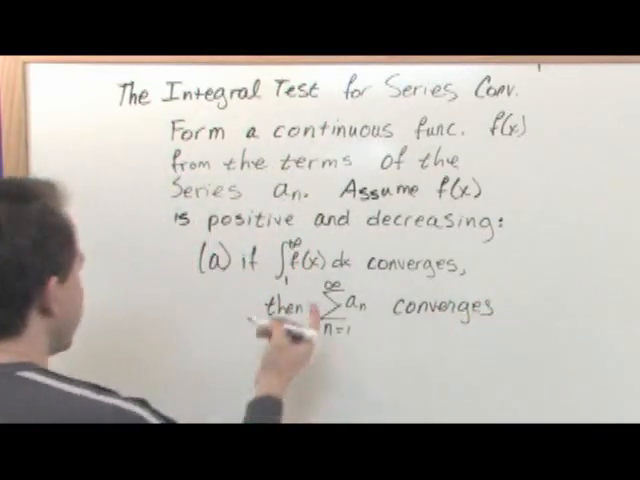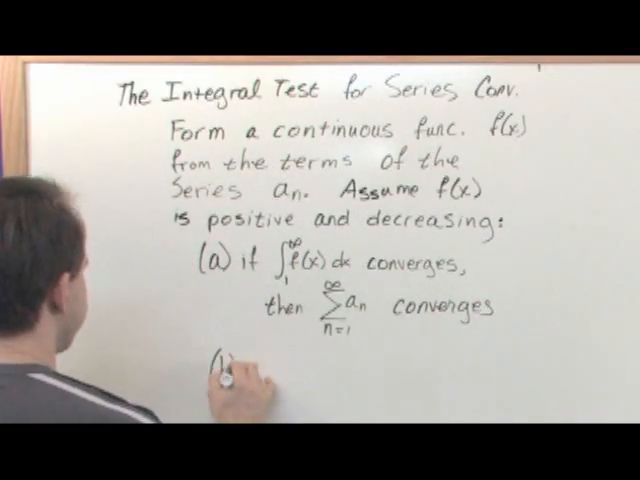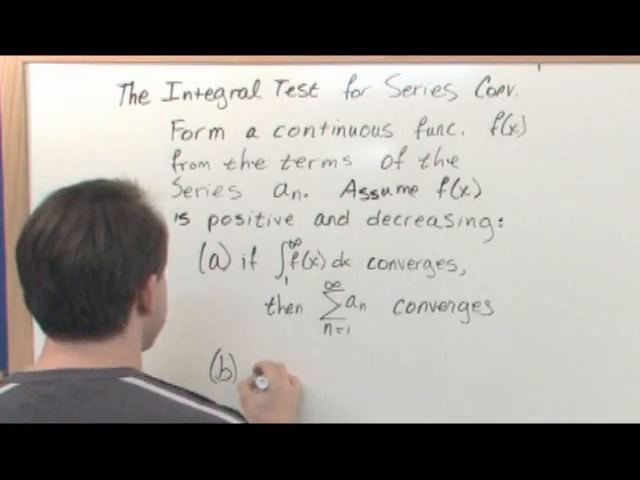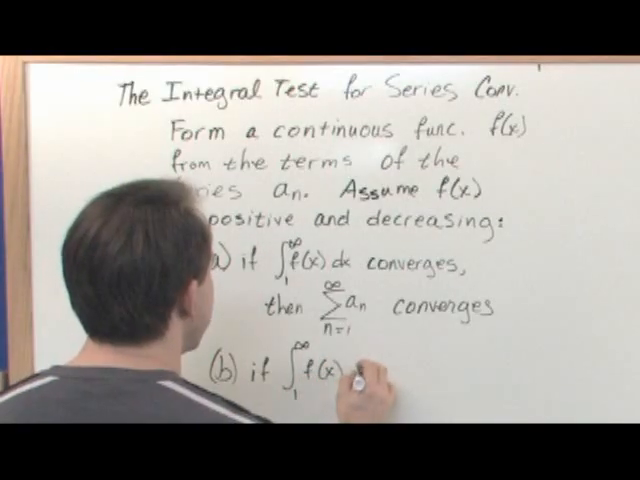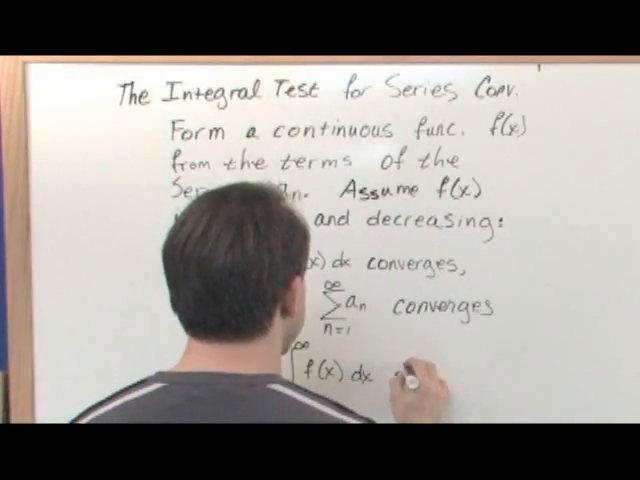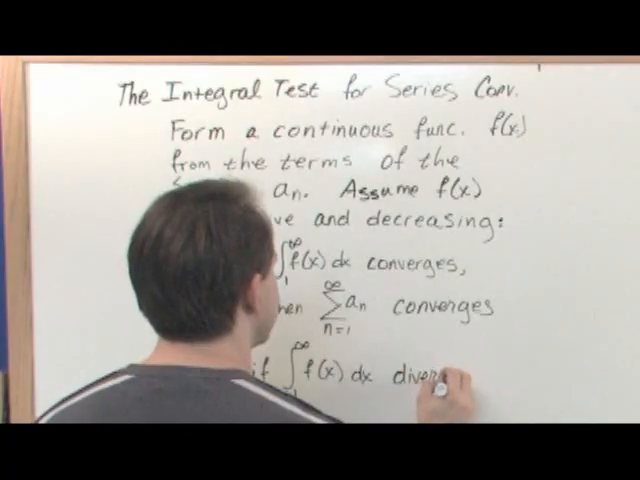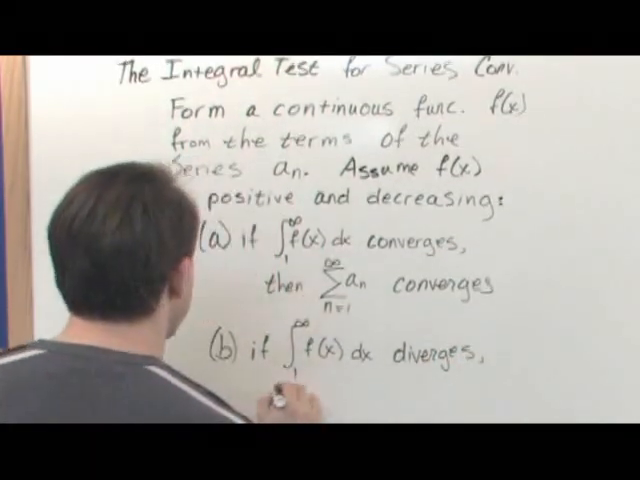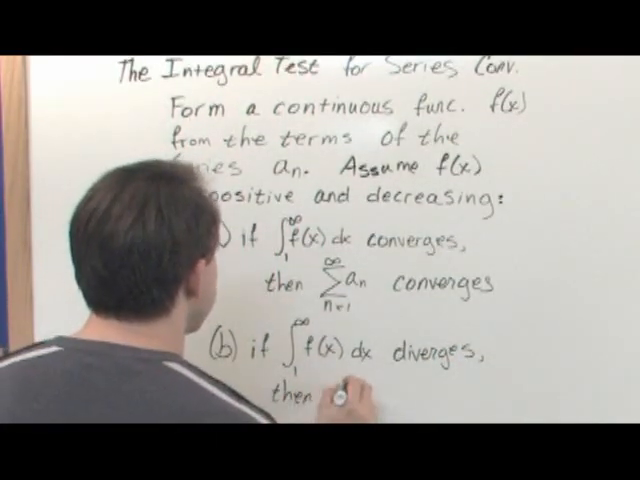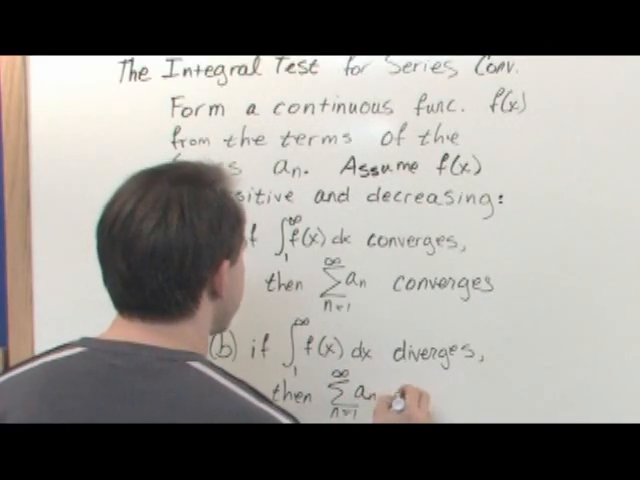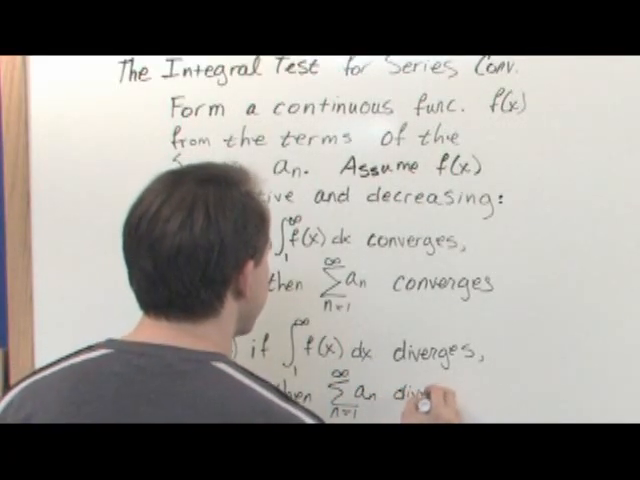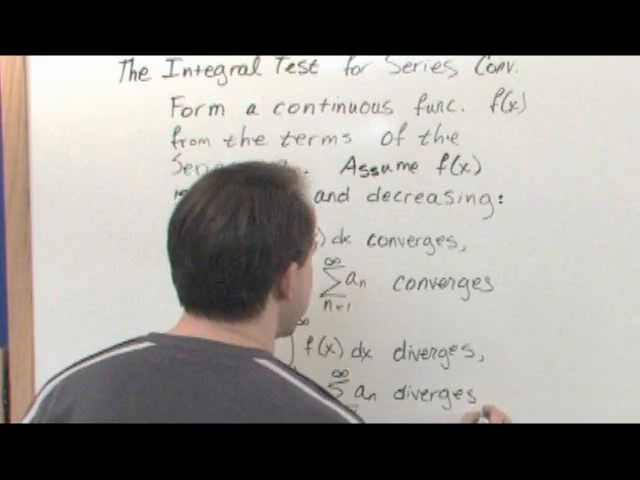Okay? And we'll talk about it in a second. Part B, I think you could probably guess what it says. If the integral from 1 to infinity of f of x dx diverges, then the sum from n equals 1 to infinity of a sub n diverges. The series diverges. Okay, that is it, ladies and gentlemen.